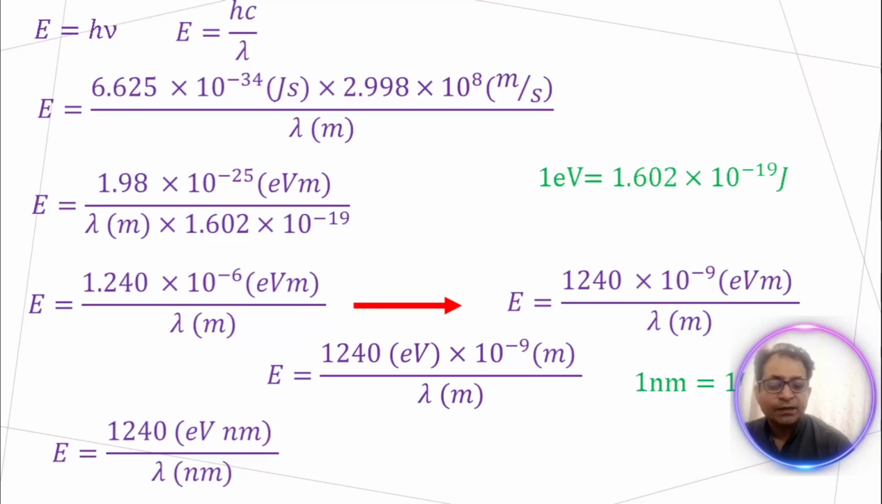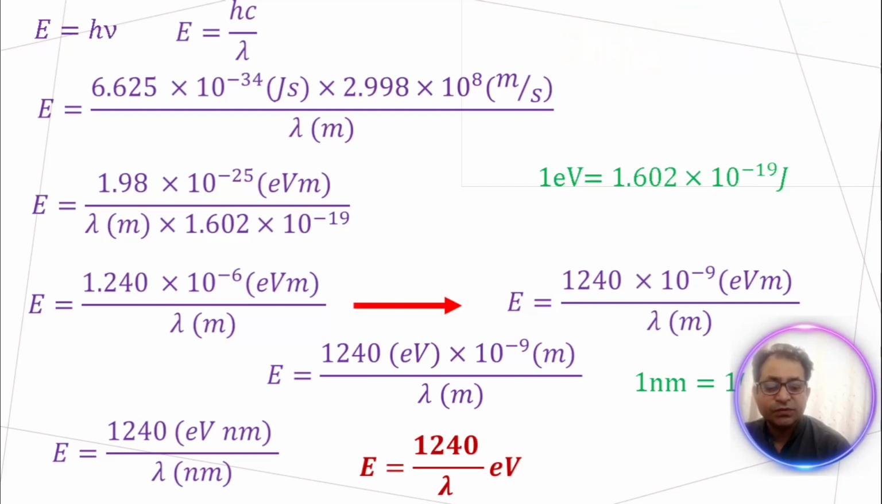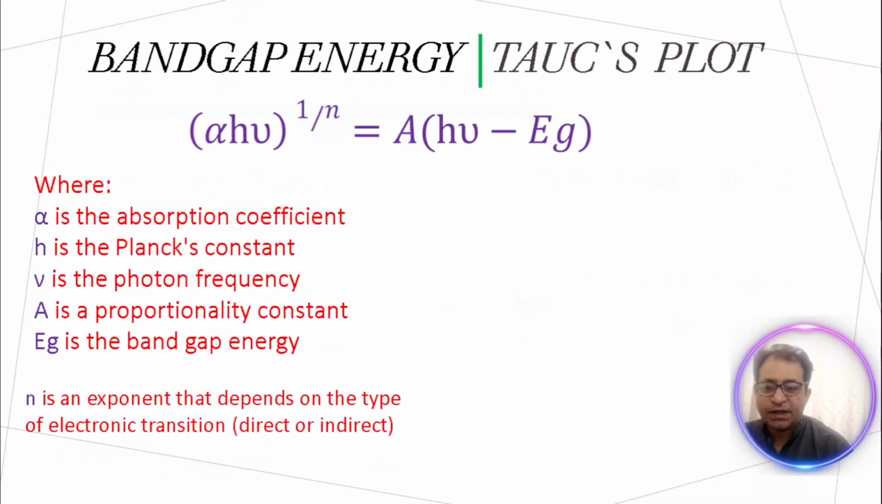So we will get 1240 electron volt nanometer divided by lambda in nanometer. The nanometers on both sides cancel each other, so the final equation is E is equal to 1240 divided by lambda electron volt. By using this equation and the value of alpha, the absorption coefficient, we can calculate the band gap energy using Tauc plot.